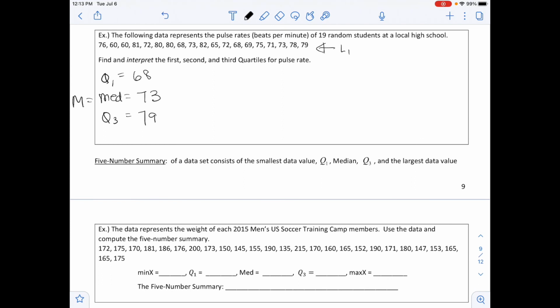It also asks for us to interpret these. So Q1 is going to be 25%. Remember, this cuts the bottom 25%. So 25% of the numbers or pulse rates are going to lie below Q1, so below 68. So we'll say 25% of pulse rates are below 68 beats per minute.